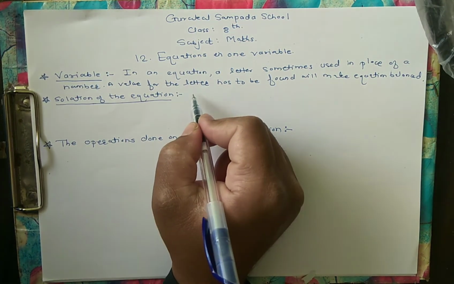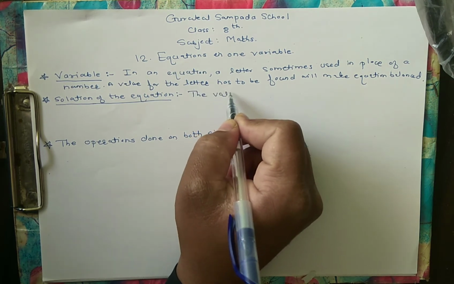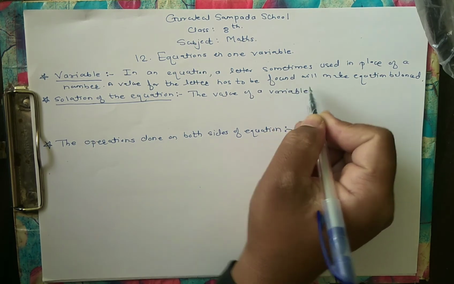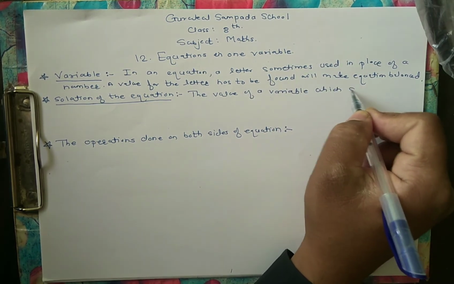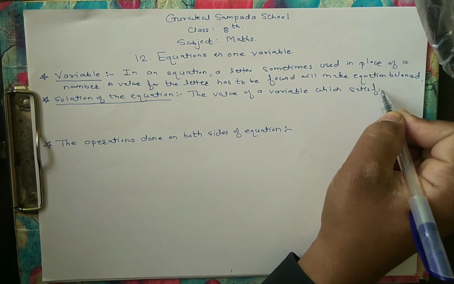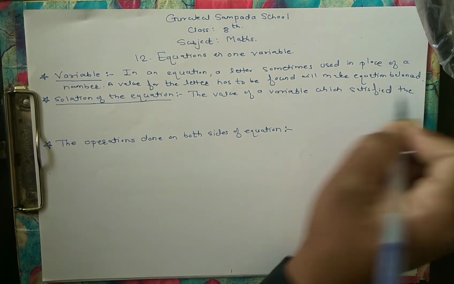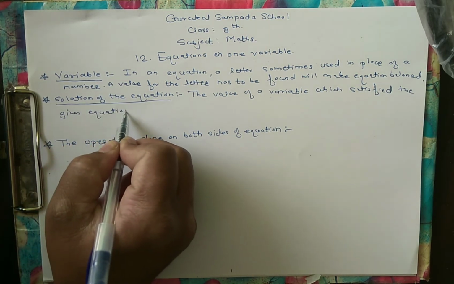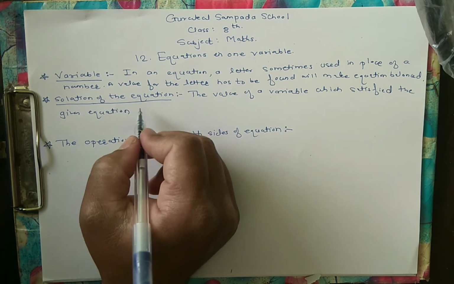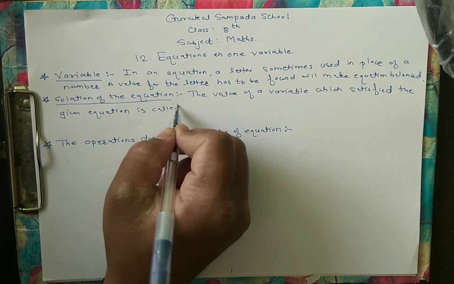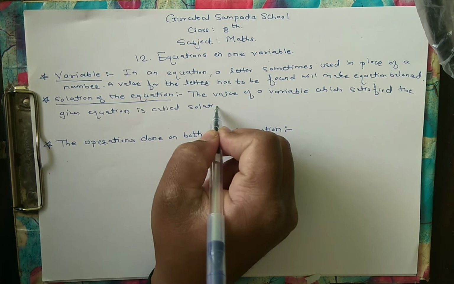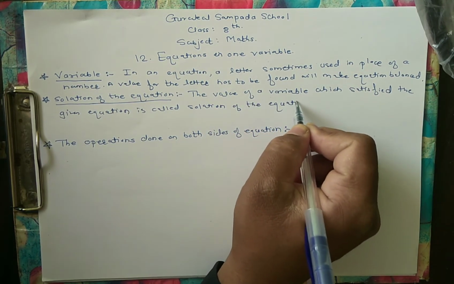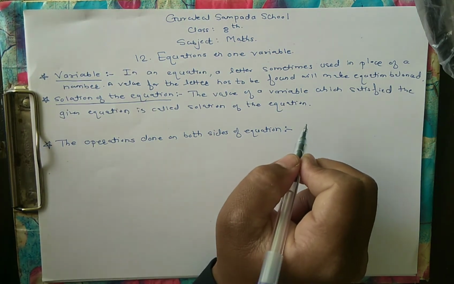The next term is solution of the equation. Now what is the solution of an equation? The value of a variable which satisfies the given equation is called the solution of the equation. What is meant by the solution of the equation?